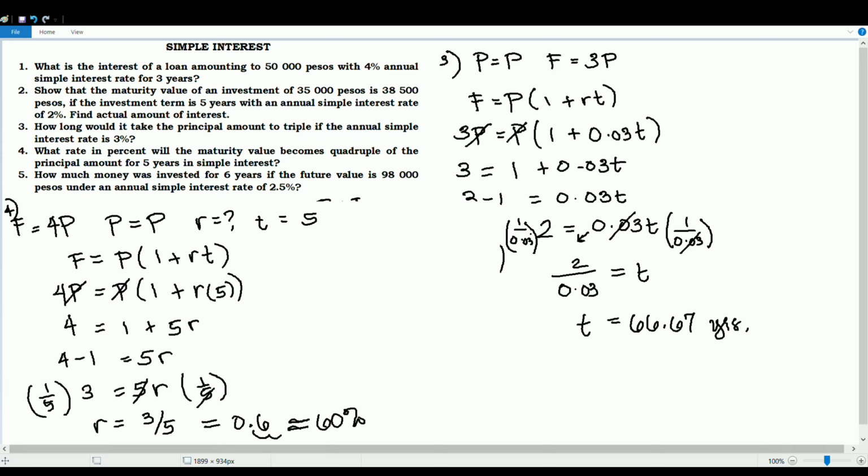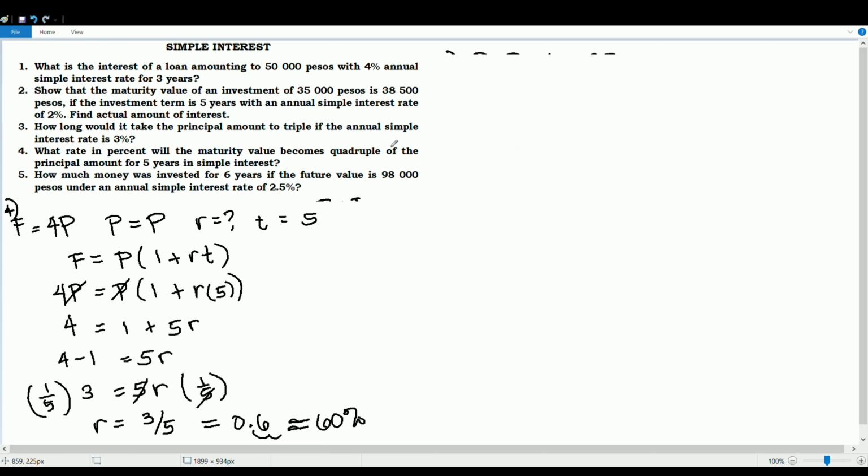Now we have number 5. Let me just remove the remaining solution. So for number 5, how much money was invested for 6 years if the future value is 98,000 pesos under an annual simple interest rate of 2.5%? So we are looking for the principal amount given that the future value is 98,000 pesos, using a term of 6 years and a simple interest rate of 2.5%.